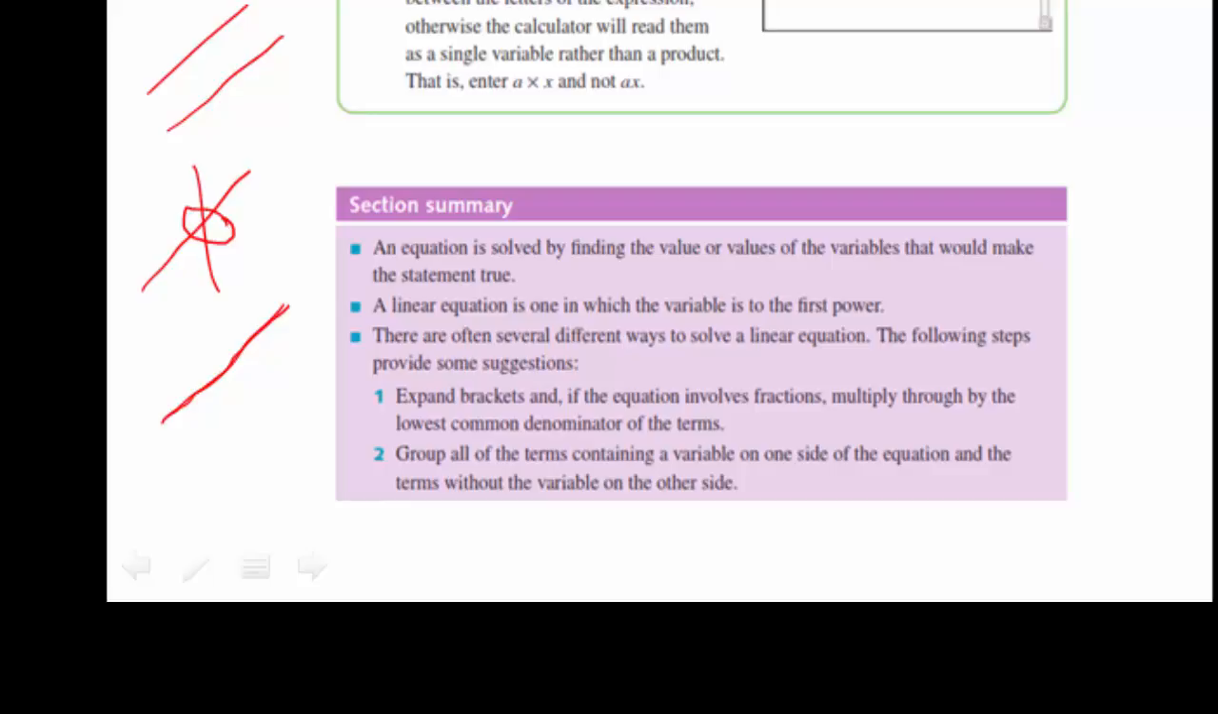But solving algebraically, you expand the brackets if there are brackets, and if the equations involve fractions, you multiply through by the lowest common denominator of the terms, and that will change them into a normal term without any denominators. Then you group all the terms containing the variable on one side of the equation and the rest on the other side. Then if there is a term multiplying the variable, you divide both sides by it, and you end up with the variable equals.